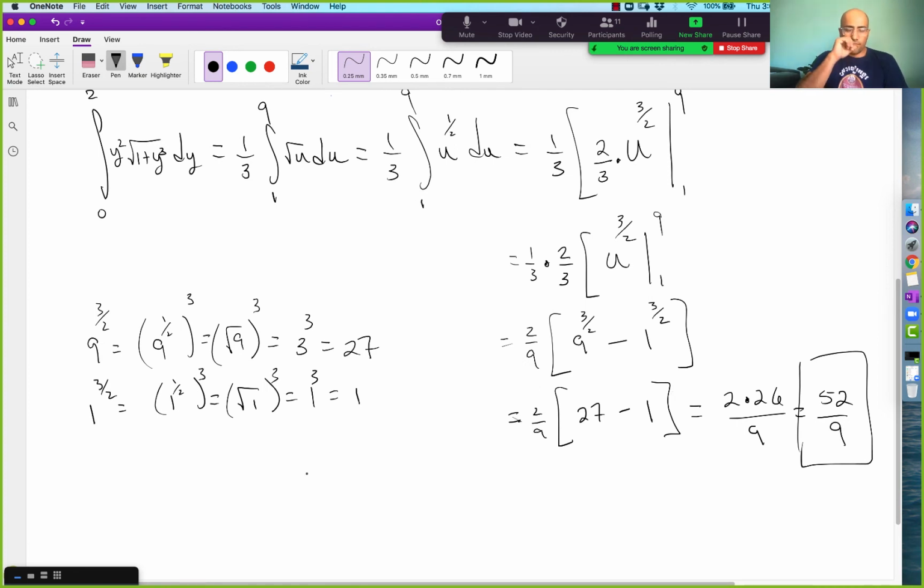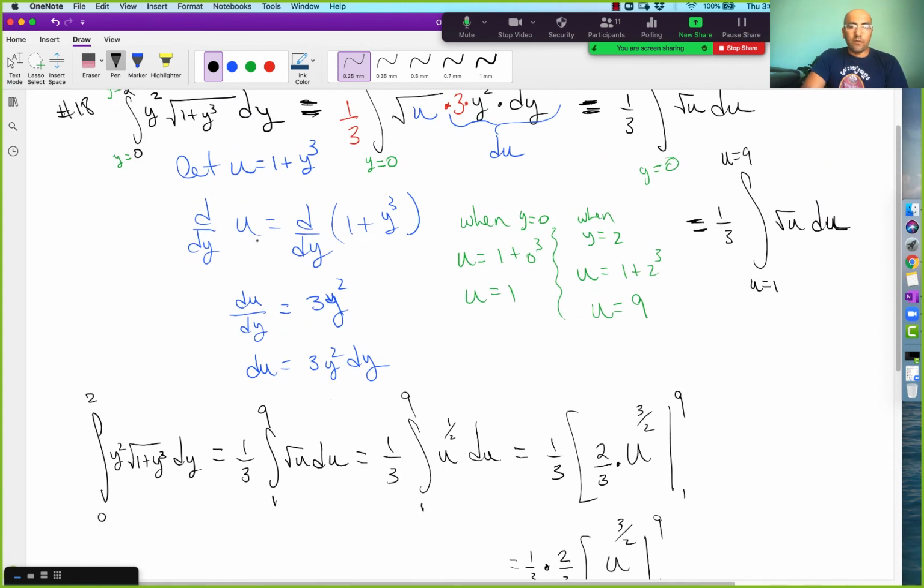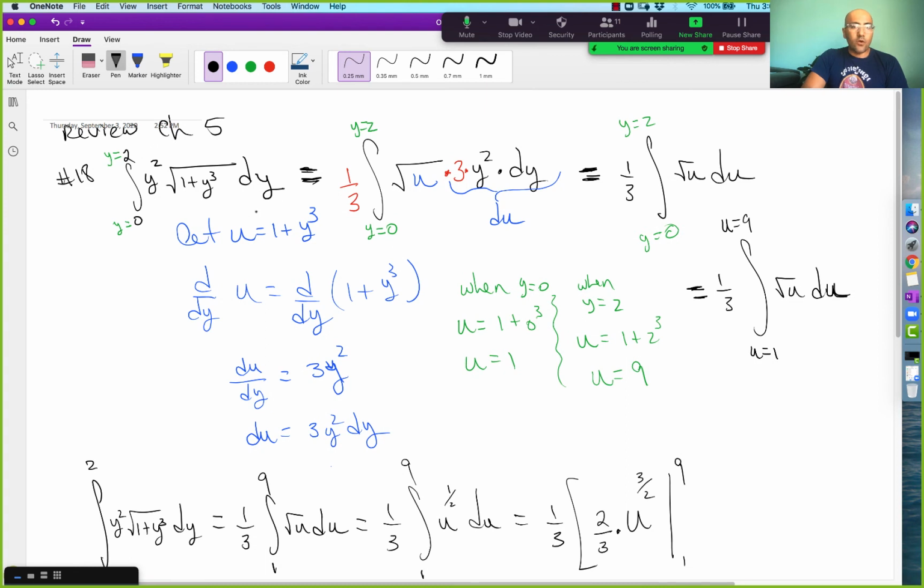Okay, quick question. I never really understood where you got the 1/3. I understand everything else, but the part where you get the 1/3, that one's confusing. Okay, so that comes from up here, right? I first chose my u to be 1 plus y to the 3rd power, and when I take its derivative, I end up with 3y squared dy. So there's a 3 there. So that means that when I come up to here, I need to have a 3.